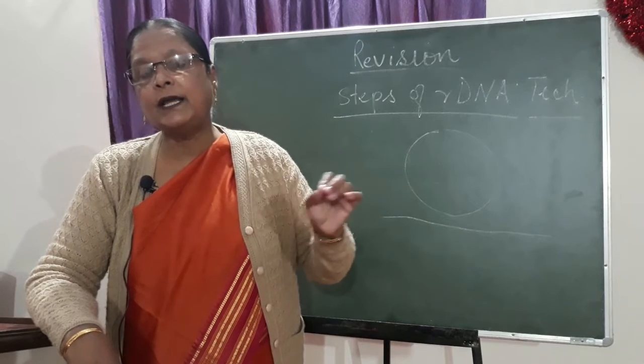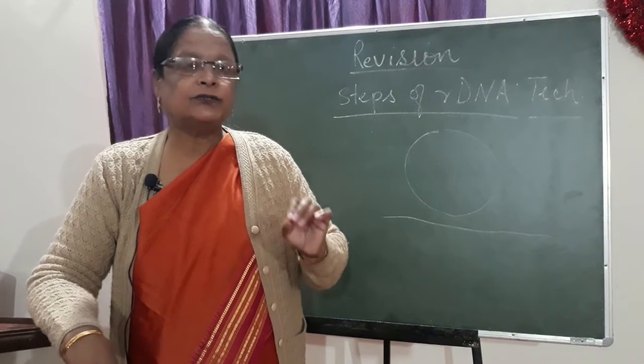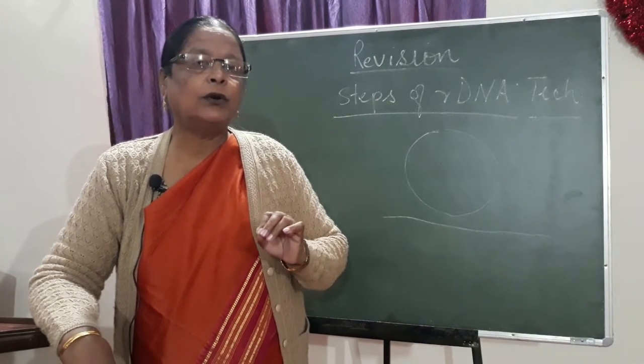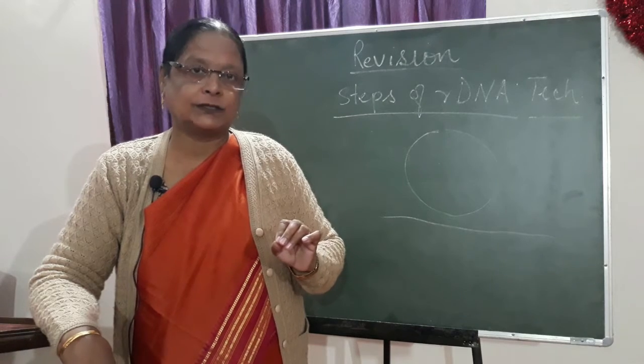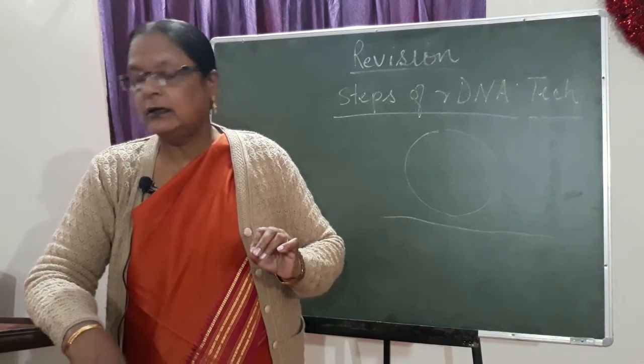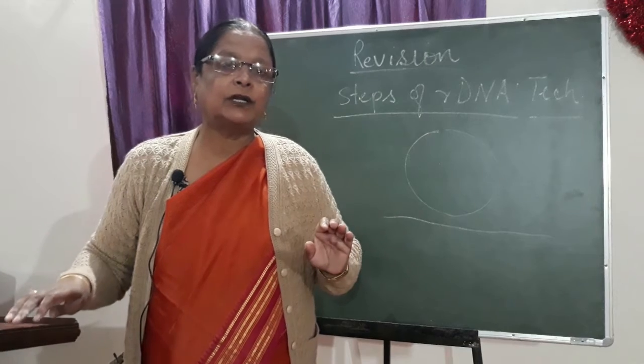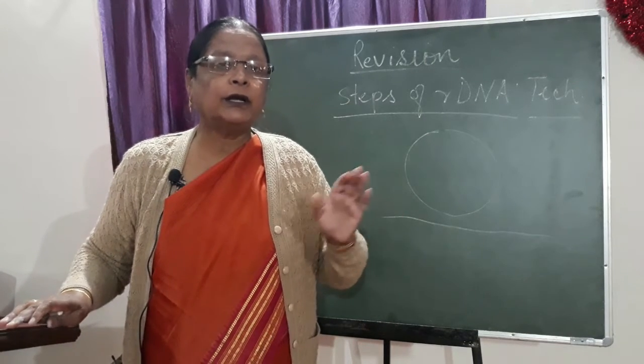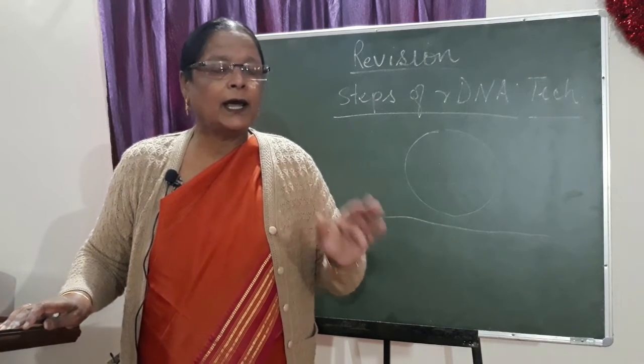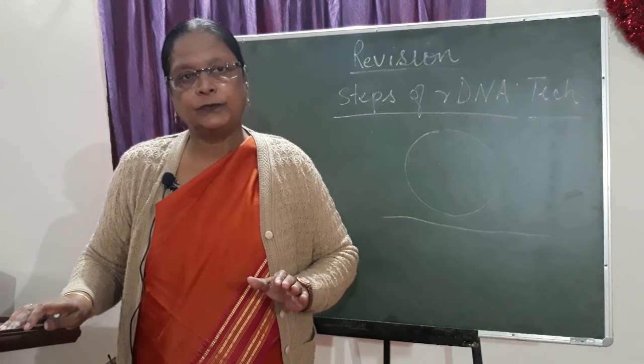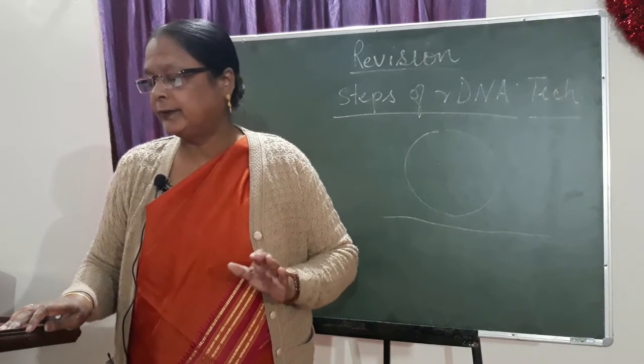by using the same restriction enzyme. Restriction enzymes are also called molecular scissors. So the same restriction enzyme is used for cutting the plasmid and the desired gene. So this was the third step.